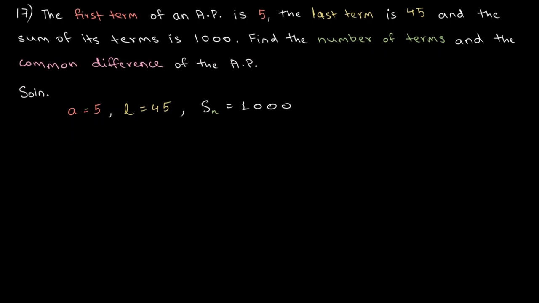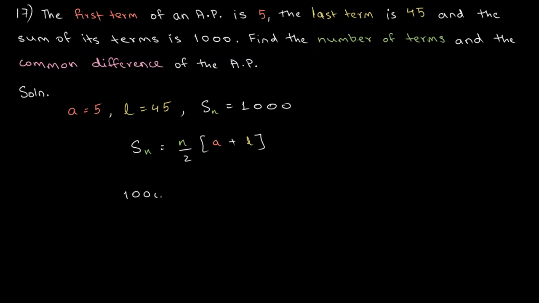Okay, so we've been given the first term, the last term, and the sum of n terms, so we will be using the sum of n terms formula, which has the first term and the last term involved in it. So S of n is equal to n by 2 bracket A plus L. We'll use this formula because we've been given the first term and the last term. Let's substitute the values that we know. So S of n we know is 1000.